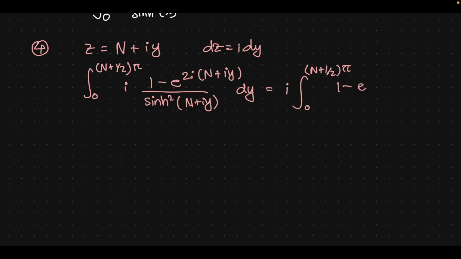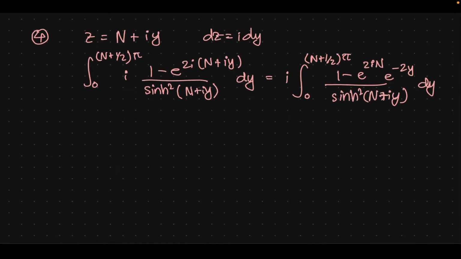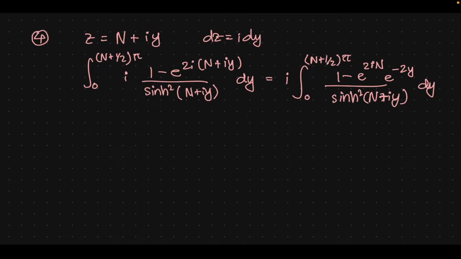1 minus e to the 2in e to the minus 2y divided by sinh squared of n plus iy and a dy.